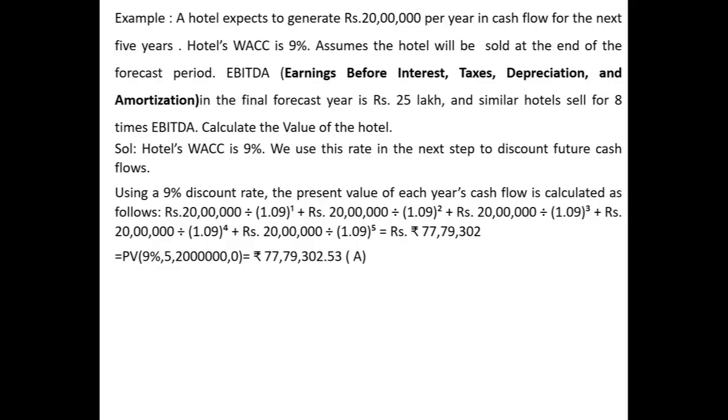EBITDA, which means earnings before interest, taxes, depreciation and amortization, in the final forecast year, means in the last year, the fifth year, is rupees 25 lakh, and similar hotels sell for 8 times EBITDA. So calculate the value of the hotel. So the hotel's WACC is given to you as 9%. So we will use this rate to calculate the discounted cash flow for the next 5 years.